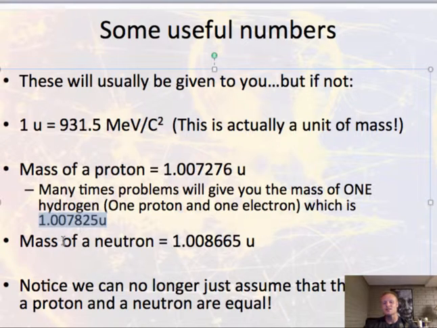What is also interesting to note is that probably your entire life, they've told you that protons and neutrons have about the same mass. The truth of the matter is the neutron is actually a little bit more massive than the proton. Not a lot, but a little bit. Because we're dealing with such small numbers here, we need to take into account the difference between the mass of a neutron and the mass of a proton. So you can no longer just assume they're the same. Here's the mass of a neutron right here, 1.008665 U.